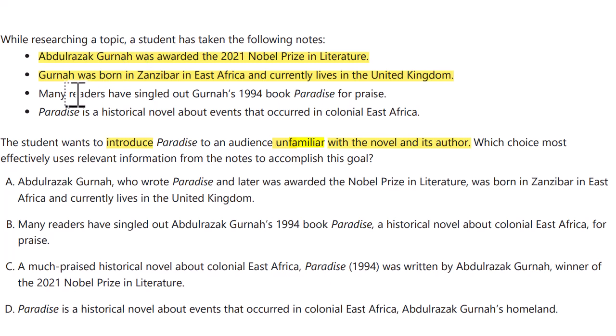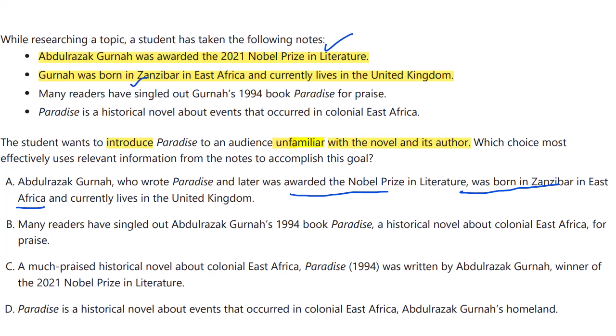The rest says, many readers have singled out Gurnah's 1994 book Paradise for praise. Paradise is a historical novel about events that occurred in colonial East Africa. Okay, so we want to introduce this book Paradise, which is outlined in the second two bullet points, to an audience unfamiliar. So I want to look for those first two bullet points in there, background information on the author. So A says Gurnah, who wrote Paradise and later was awarded the Nobel Prize in Literature, was born in Zanzibar, East Africa. Okay, that definitely has the information from the first two bullet points.